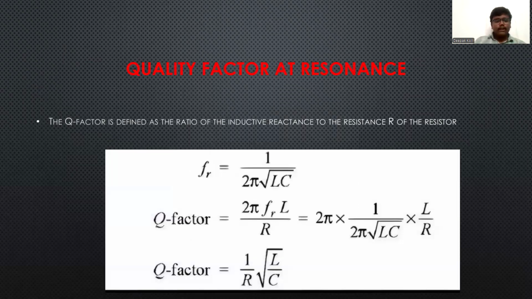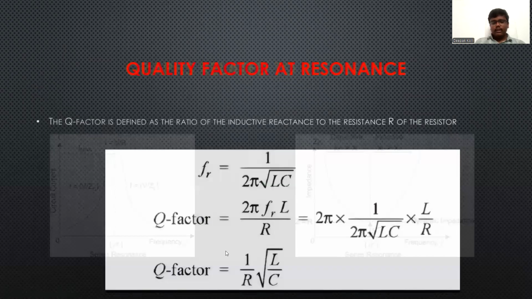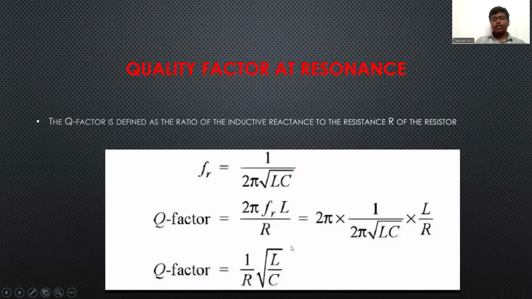Quality factor at resonance. The quality factor is defined as the ratio of inductive reactance to the resistance R of the circuit. The quality factor is defined as simply the ratio of inductive reactance to the resistance. Fr equals 1 by 2 pi root LC, which is the resonating frequency. Quality factor is the inductive reactance by resistance. Inductive reactance is omega L, which is 2 pi F into L by R, equals 2 pi into 1 by 2 pi root LC. As we know that resonance frequency is equal to 1 by 2 pi root LC. Here F is taken as 1 by 2 pi root LC into L by R. And root L will get cancelled, and we get the quality factor equal to 1 by R root of L by C.